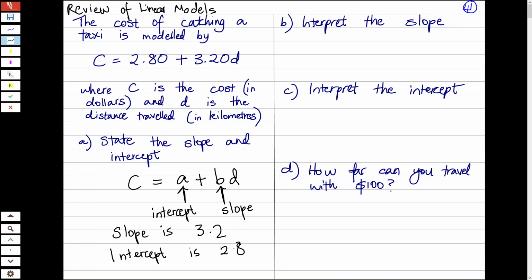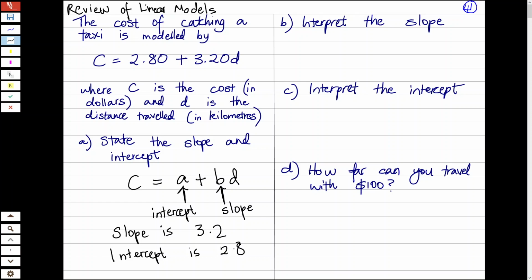This is the part where it's part maths, part understanding. So let's take a look at the slope, which is 3.2. And think about the context here. I'm traveling in a taxi, and the cost is 2.8 plus 3.2 times d, where d is the distance that the taxi travels. Well, how do you know how far the taxi is?